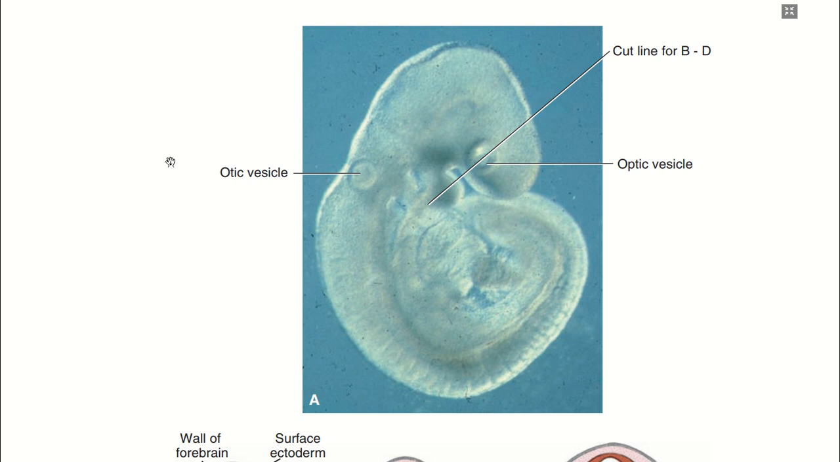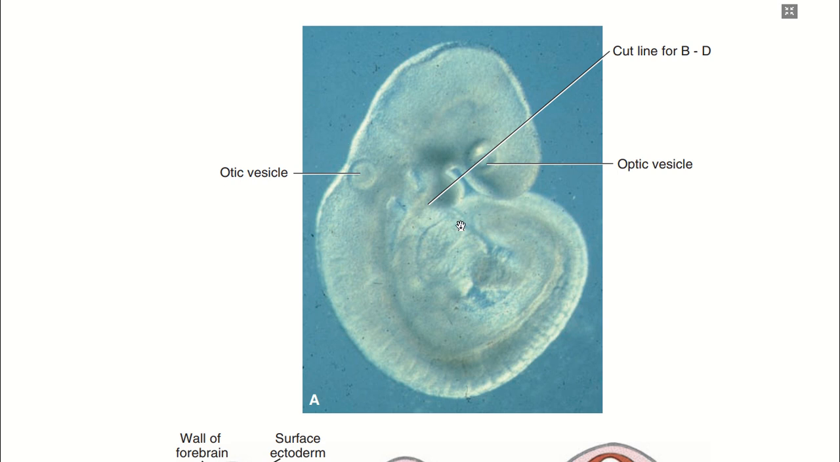Right here you see your embryo around the end of the fourth week of development. You can see two things that are very important as far as sensory organ development is concerned. Right here is your optic vesicle and right here is your otic vesicle. Your optic vesicle is going to be involved in the development of the eye, while your otic vesicle is going to be involved in the development of the ear.